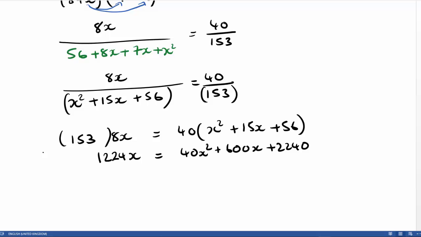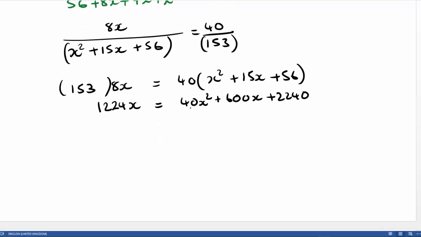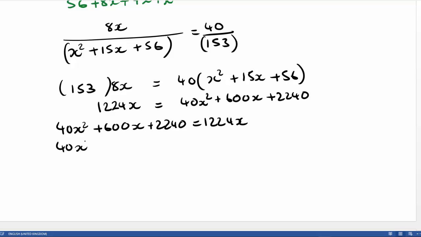Okay, I'm just going to rewrite this, just so we're starting off with 40x. So we're going to have 40x squared plus 600x plus 2240 is equal to 1224x. Okay? Now, what we've got here is a quadratic equation. I'm going to set this equation to 0. I'm going to do that by subtracting 1224x from both sides. So this is what I'm doing here. I'm actually writing out longhand so you can see what I'm doing.